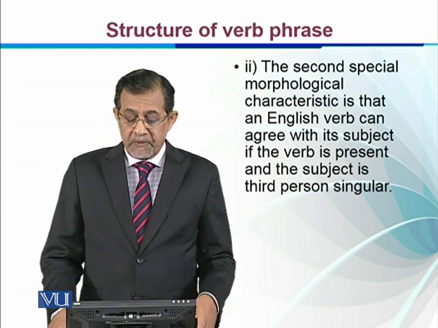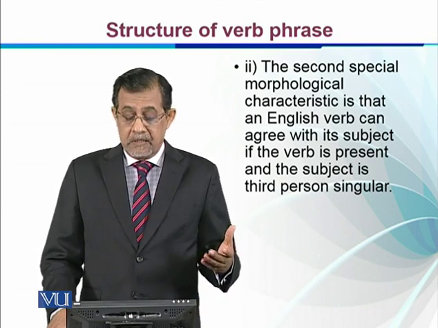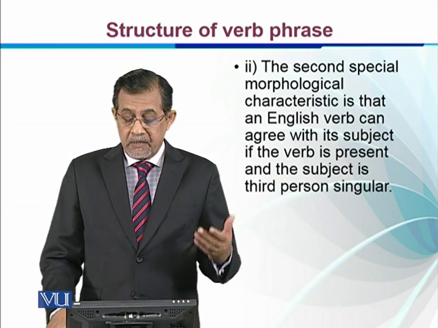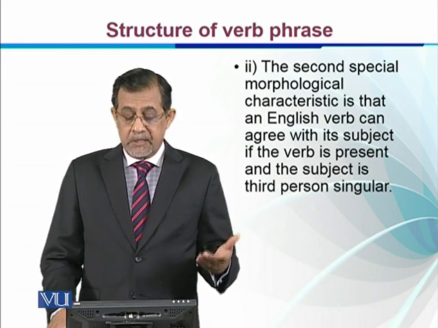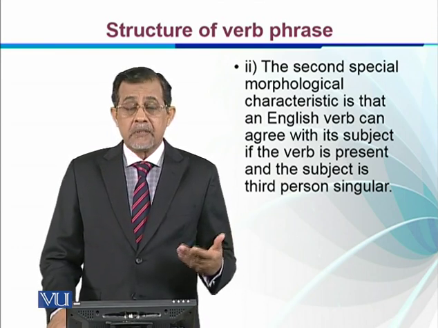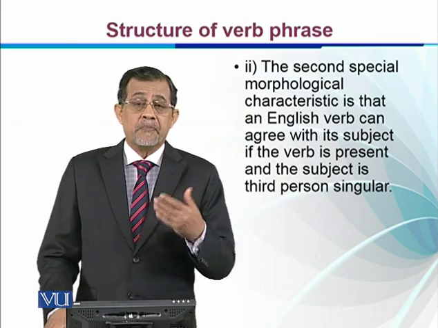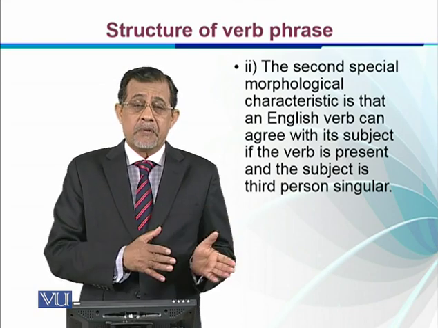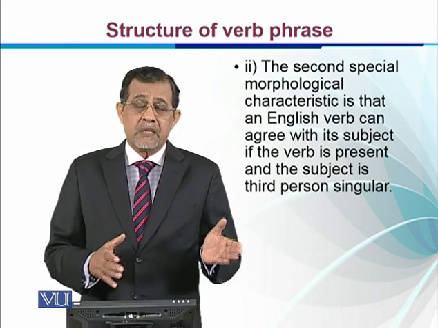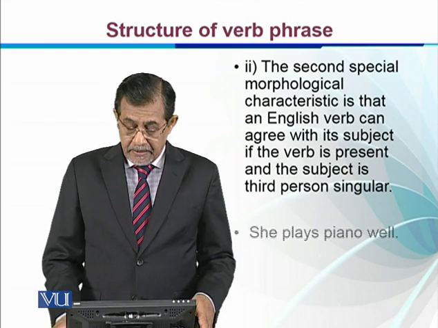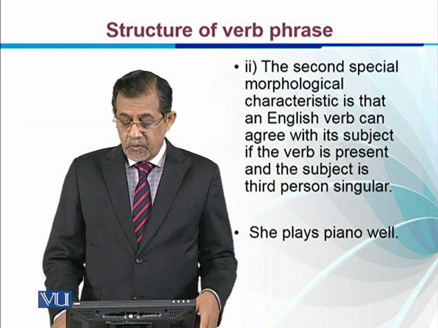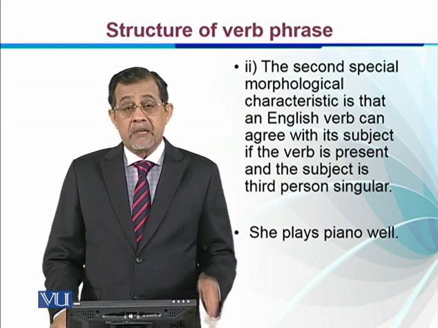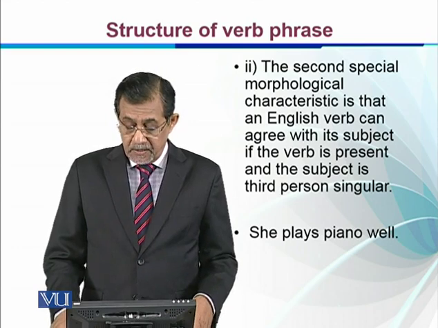The second special morphological characteristic is that an English verb can agree with its subject if the verb is present and the subject is third person singular. So he plays. Plays must agree with the third person singular subject, that is, he. She plays piano well, so plays must agree with the subject she.